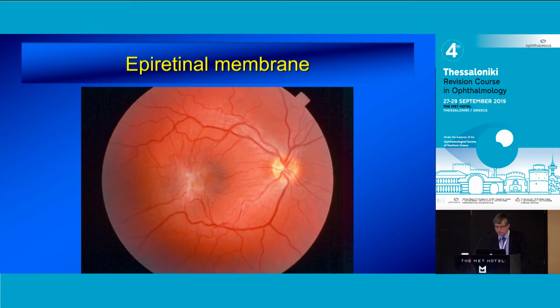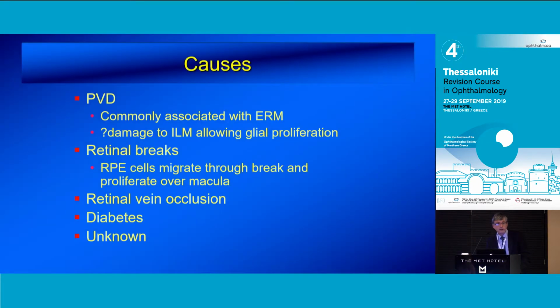which is clearly visible. Causes of epiretinal membrane include posterior vitreous separation, where the vitreous comes away from the retina, and that is thought to cause some damage to the ILM that allows glial proliferation on the surface of the retina. If you've got any retinal breaks, then shedding of the RPE lands up on the fovea, and you get metaplasia of the pigment epithelial cells and formation of an epiretinal membrane. Other things such as a retinal vein occlusion or diabetes can also be associated with epiretinal membrane formation.